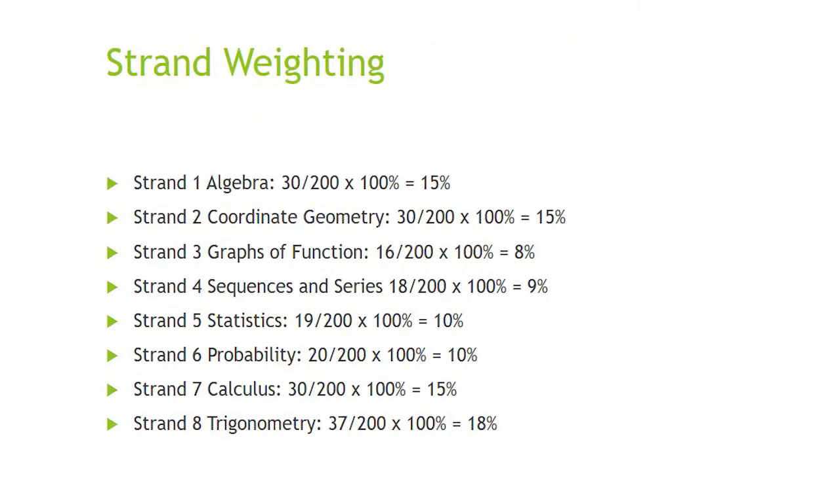Again, you have to find the weighting of each strand. Follow the same steps. So the number of learning outcomes, for example for algebra, the first strand, there are 30 learning outcomes divided by the total number of learning outcomes 200 multiplied by 100%. That gives 15%. That's the weighting of the first strand, algebra. And if you look below, all those 8 strands and their weightings are also given as calculated.